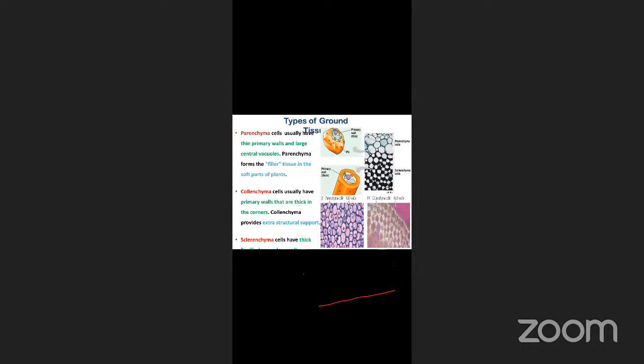Chlorenchyma tissues contain chlorophylls, different types of color pigments, and show green color. That is chlorenchyma. Next, aerenchyma. Aerenchyma tissues are filled with air, that's why they float on water. Water body plants like Eichhornia and Pistia are made up of aerenchyma tissues. Hydrophytes are a good example.